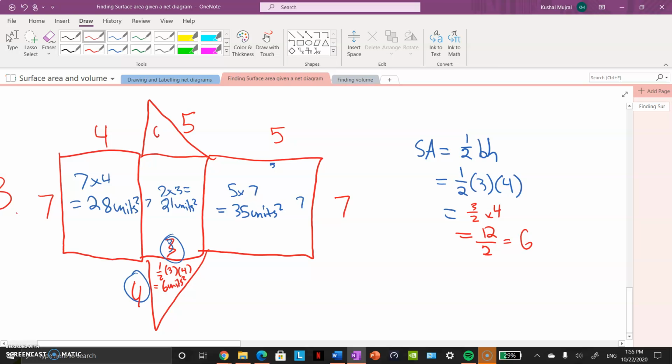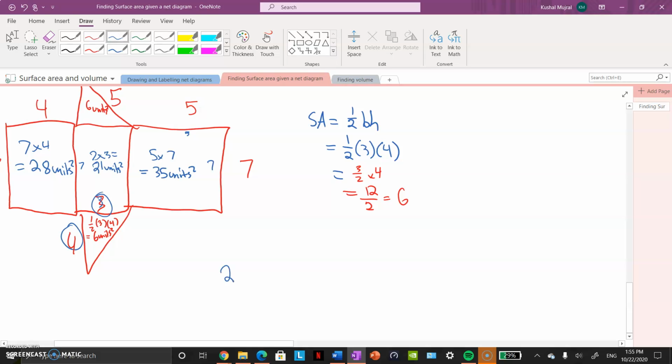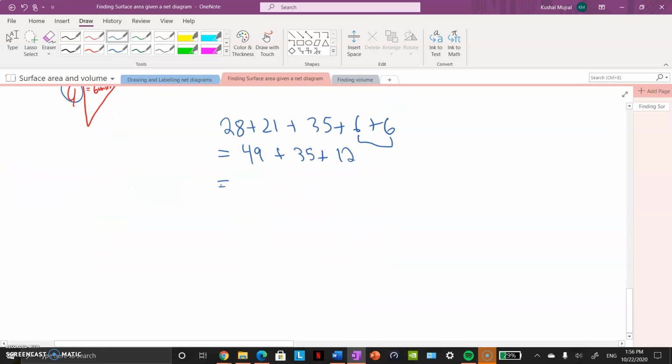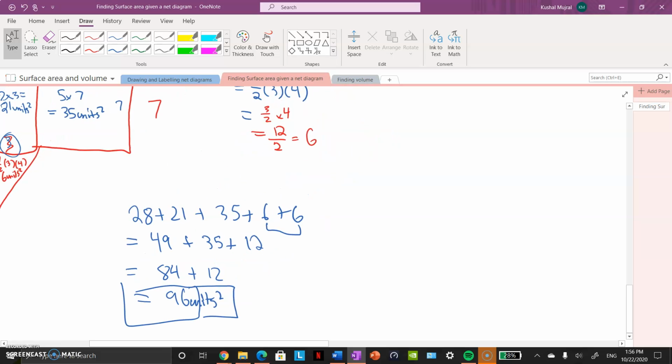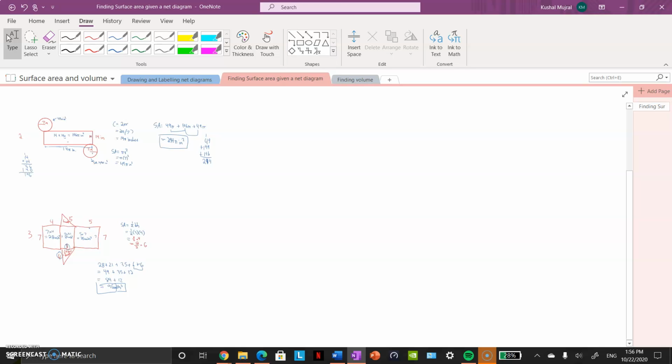This is also going to be 6 units squared because these triangles should be identical for this to be a proper net diagram. And so now we can add up all of these surface areas. So 28 plus 21 plus 35 plus 6 plus 6 is 49 plus 35 plus 12. 49 plus 35 is 84 plus 12, which is 96. We have to write units squared. And that is finding surface area given a net diagram.